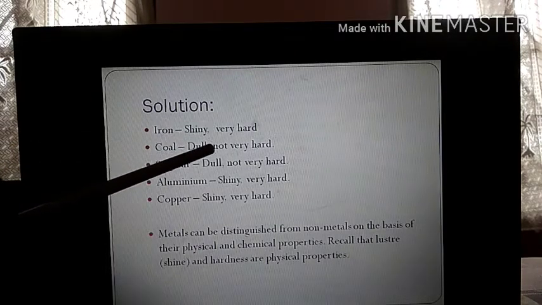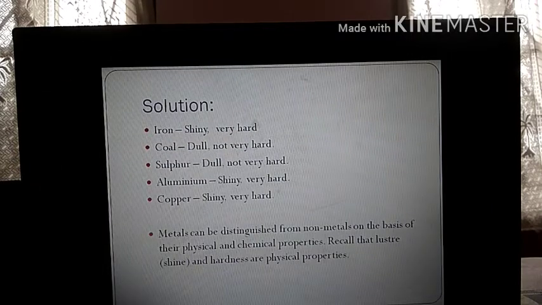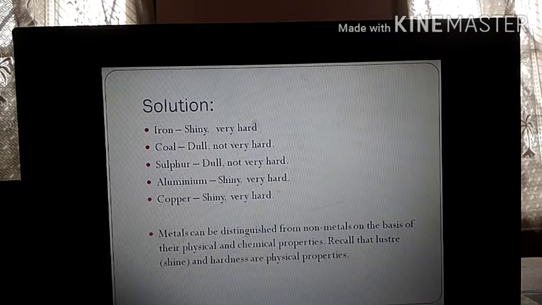Now iron is shiny and very hard. Yes or no? Whenever you go and buy iron utensils from the market, or you buy anything made up of iron, you will see that it has a shine and it is very, very hard. You cannot break iron, isn't it? Iron utensils you get, iron benches you get, iron bridges are made up of iron. It is so hard that bridges can even be made out of iron. So when you buy iron from the market, you will find it has a shiny appearance.